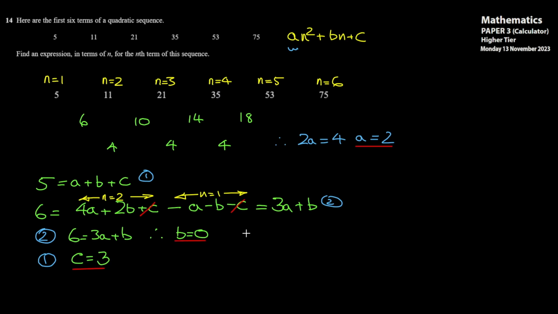And those are the three results I need, so all I need to do is now substitute them back into our main equation. I get the quadratic, effectively nth term, is equal to 2n squared plus 3. b, remember, is equal to 0, so this term disappears. And that's the answer to question 14.